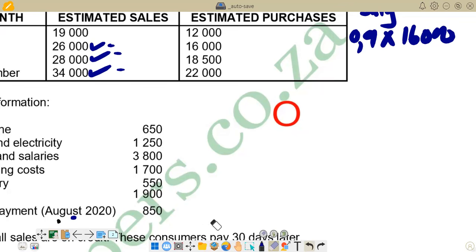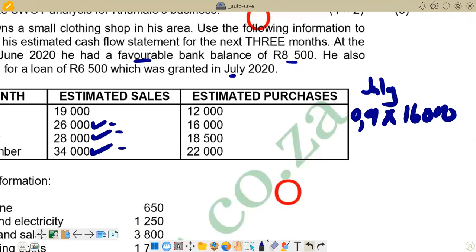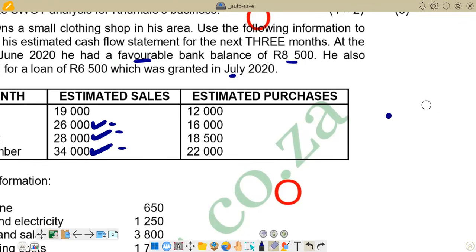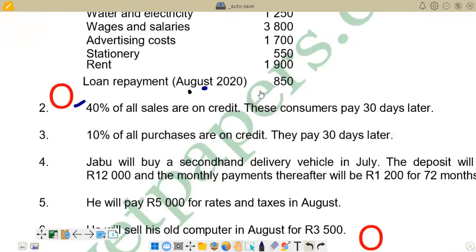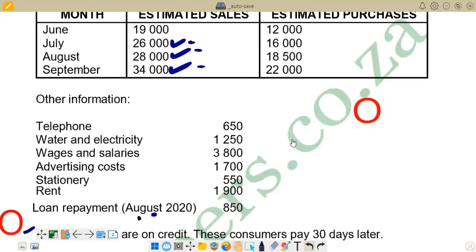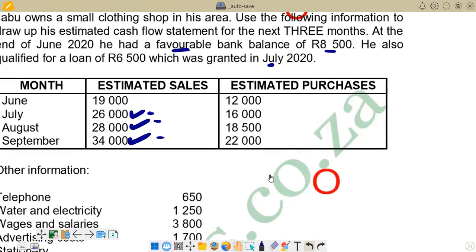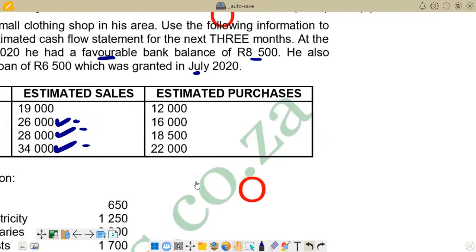Right. For credit purchases, remember we are using 10%. If you go again to the instruction on credit purchases, it's 10% of all purchases on credit. They pay 30 days later, so it's also going to be a month later. So what is for this month? The credit purchase will be paid next month. So that's what we have there.